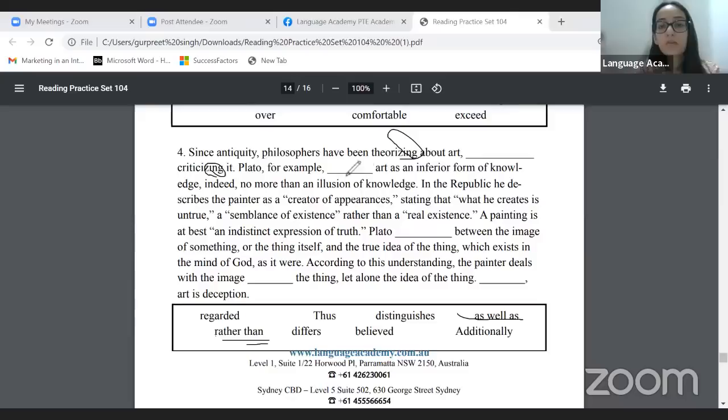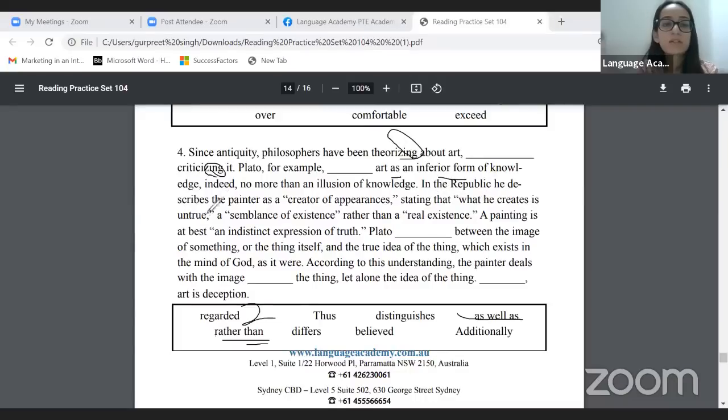For example, Plato dash art as an inferior form of knowledge, indeed no more than an illusion of knowledge. So, and this should be past tense, Plato dash art as something. So past tense is regarded. We also have believed, but believe doesn't go with as. Regarded goes with as. He regarded art as an inferior form of knowledge. So basically they are talking negative about art.